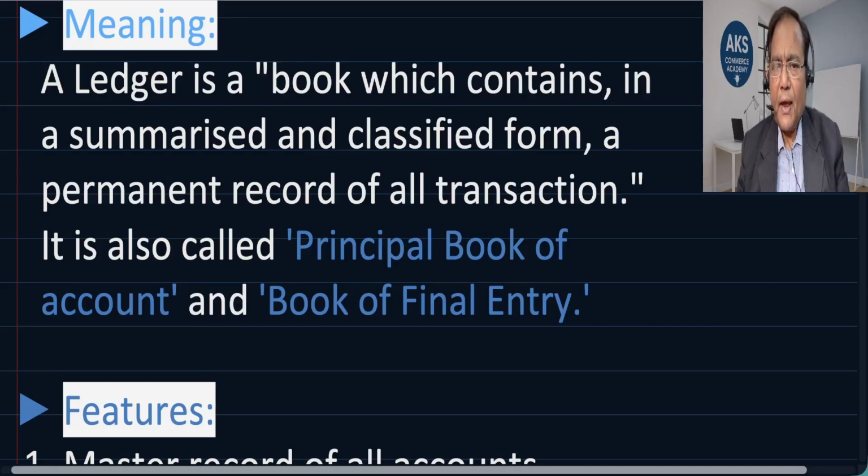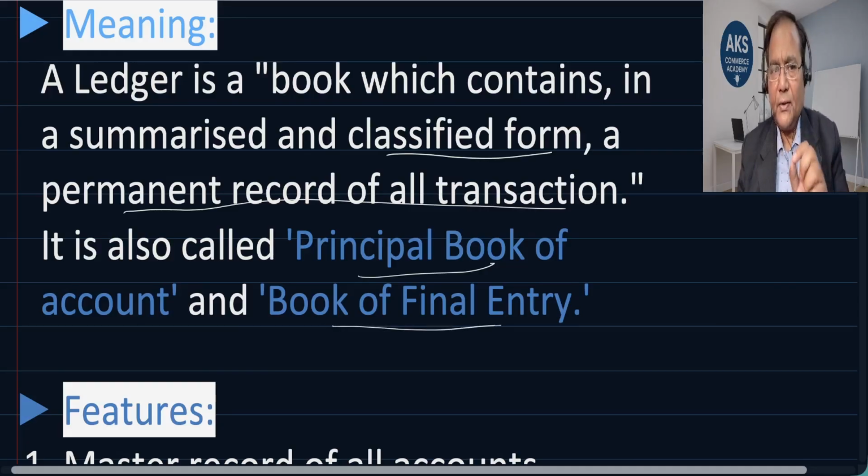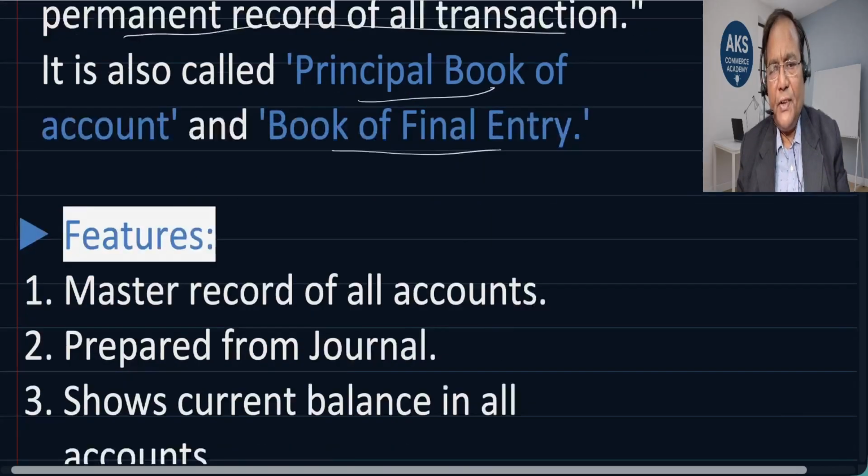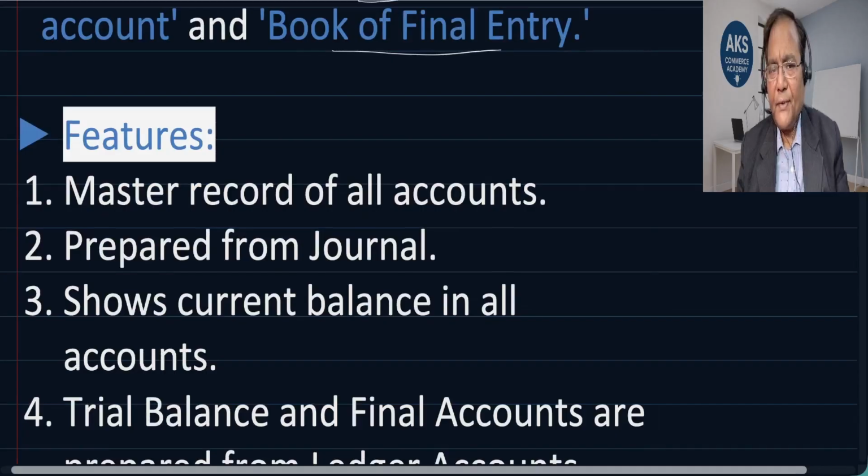So ledger is a book which contains, in a summarized and classified form, a permanent record of all transactions. It is called the principal book of account or book of final entry. So, as we have seen, it is a book which contains a summarized and classified form of a permanent record of all transactions. Now the features which are appearing here: master record of all transaction accounts.